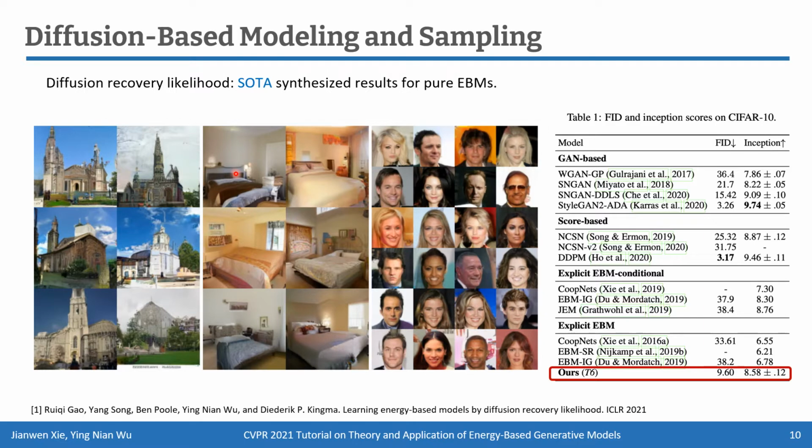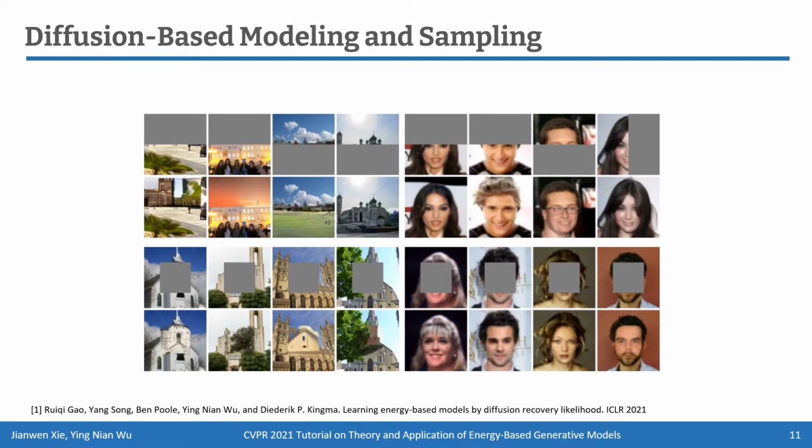So we call this method the diffusion recovery likelihood method. And these figures show some examples generated by the learned models. You can see that they are very realistic at high resolution. And in terms of the FID score and the inception score, this method achieves the best synthesis quality among all the energy-based models. And here are some examples of inpainting, where the first row shows the masked images, and the second row shows the recovered images, and they are quite realistic.